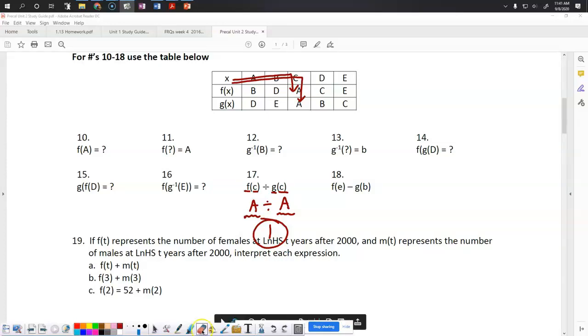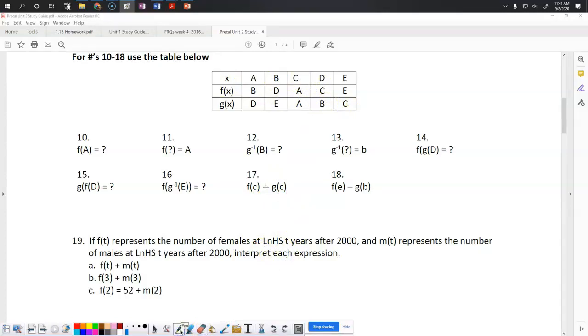Let's go ahead and take a look at number 18. Same thing. Evaluate, then do the math, and get your answer. So let's see. What is the F value when the input is E? It's E. What is the G value when the input is B? It's also E. What's E minus E? Well, anytime you subtract a number from itself, what do you get? 0. That's weird. We just turned letters into numbers. Isn't that weird?